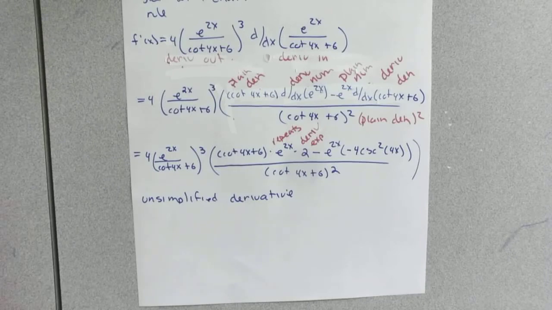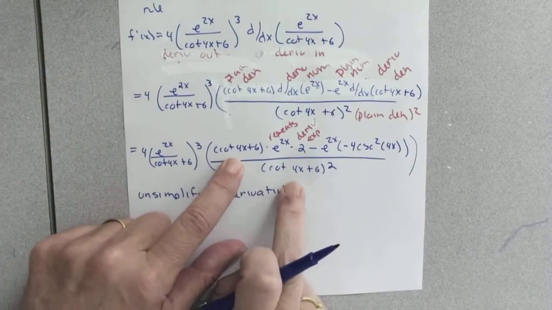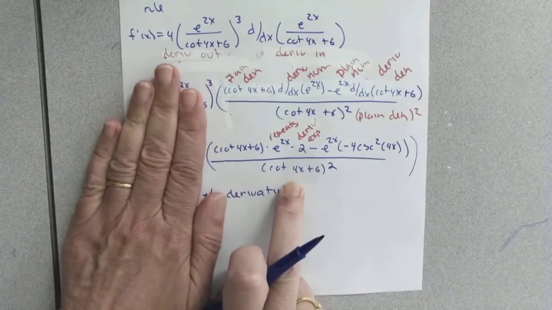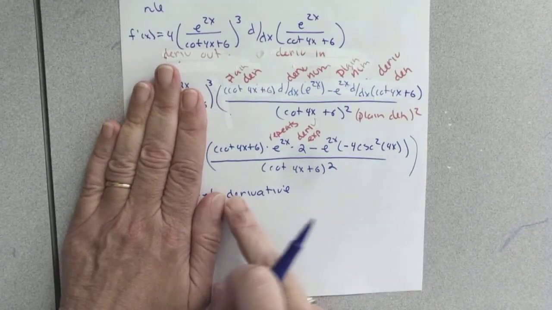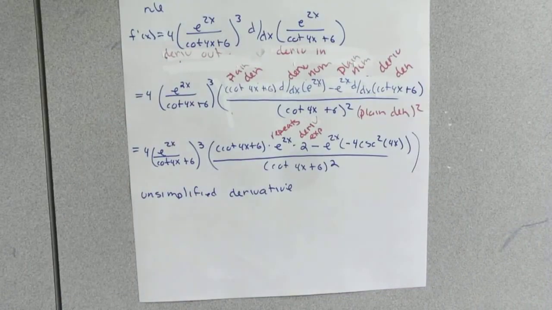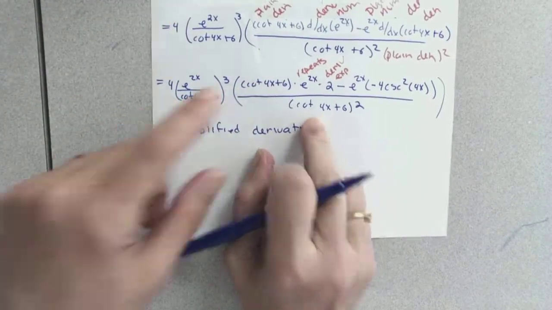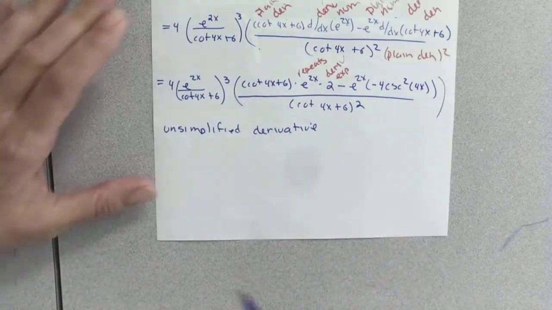But now, simplifying. So let's just do a little bit of easy stuff. First of all, remember these guys can't cancel. Nothing cancels in here yet because you can't cancel a fraction unless everybody has that. You can't cancel these unless everybody has the cotangent 4x plus 6.